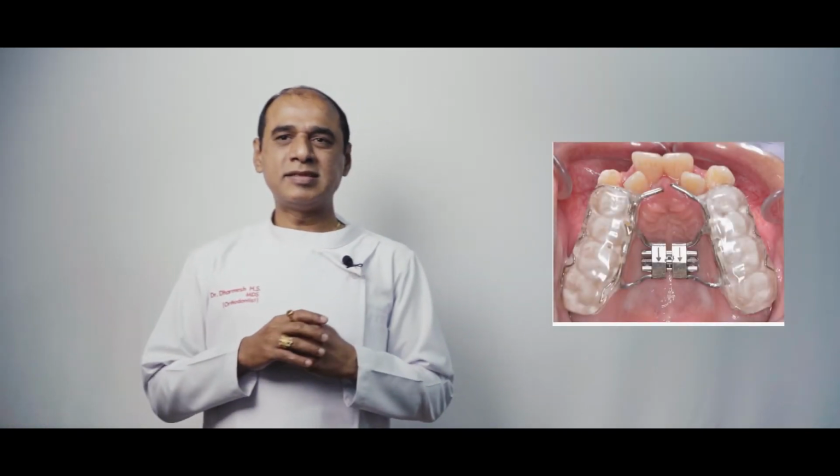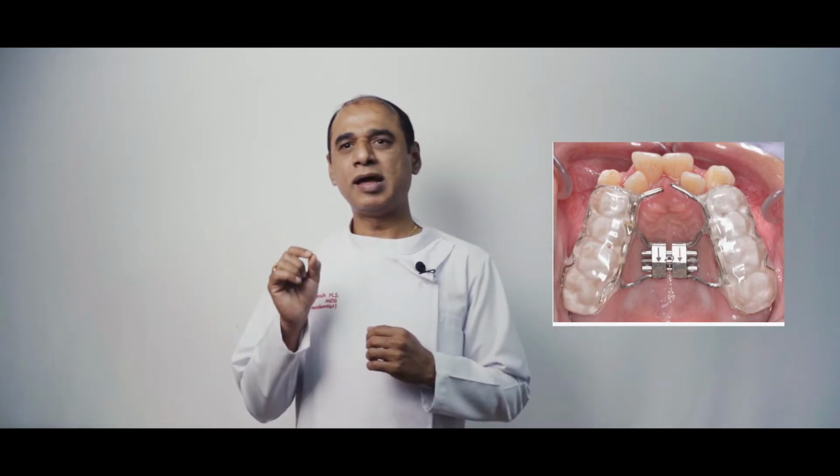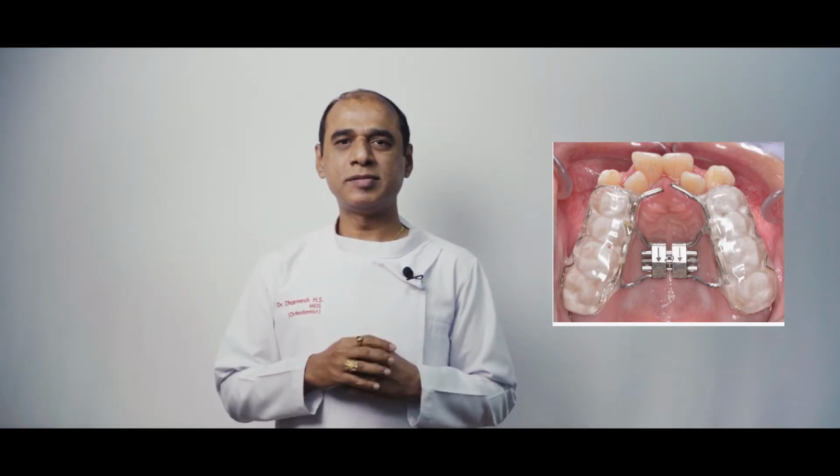Expansion appliances. There are two types of appliances. One is the removable appliance, the second one is the fixed appliance. The fixed appliance can be tooth borne and tooth and tissue borne.